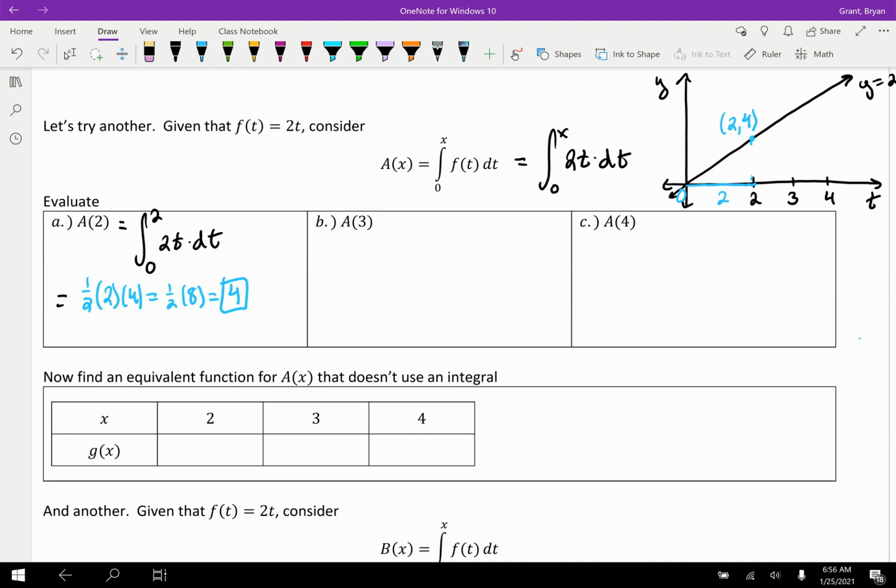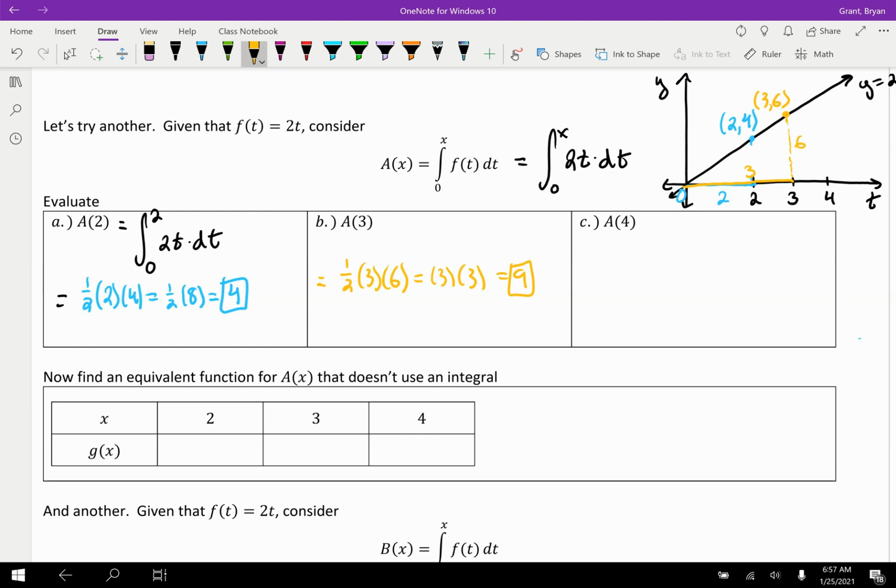So I think our next one, A of 3, is of course going to be the area from 0 to 3, right? Something like this. If this input is 3, then the output is 6, so it looks like we have a base of 3 and a height of 6. So we have 1/2 times the base times the height. You could do this a different way. You could do half of 6, which is 3, so it becomes 3 times 3, which is 9. Or you could have said 18 and half of 18, right?